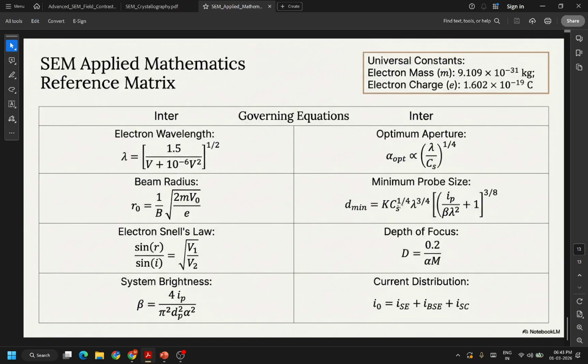The minimum probe size you can calculate using this formula. Depth of focus you can calculate using this formula. And your current distribution and yield you can calculate using this formula.